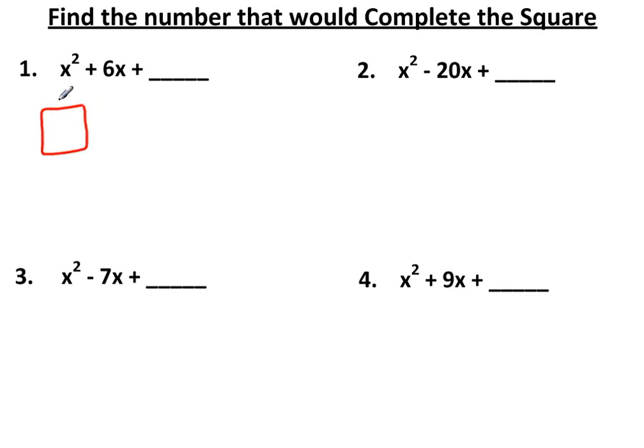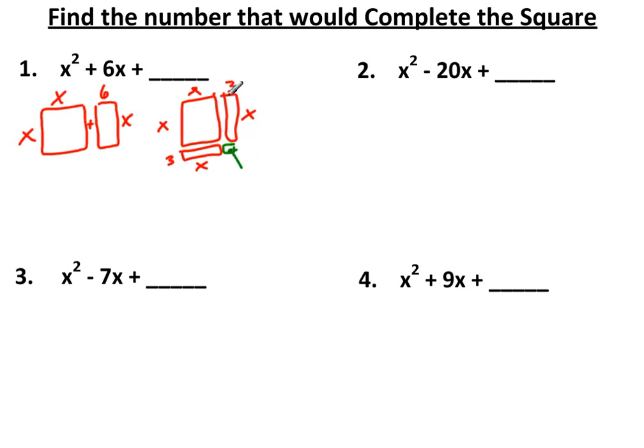So this is our x and our x, and we have this rectangle that's 6 by x. Okay. Well, what I'm going to do is take that and cut it in half, make that a 3 by x, and this is going to be a 3 by x. So what I'm missing is this little square down here to get a perfect square. And it just has dimensions of 3 by 3. So this is 3 squared. And 3 squared is 9.